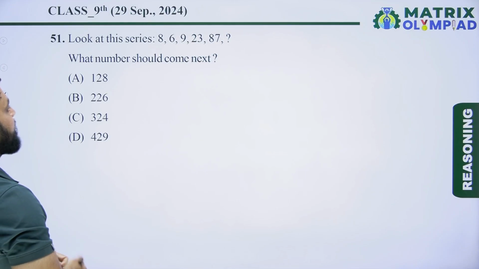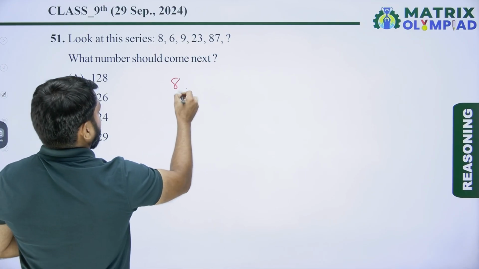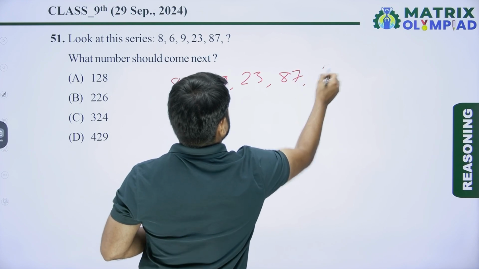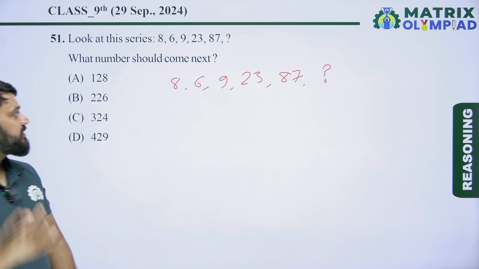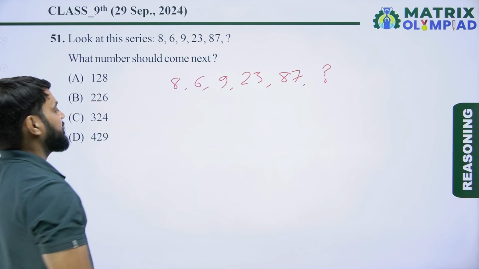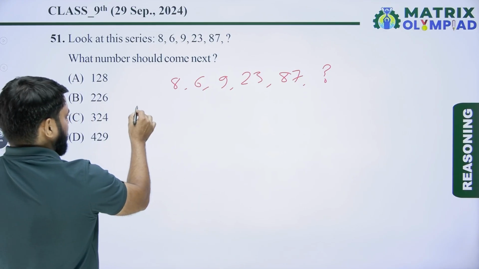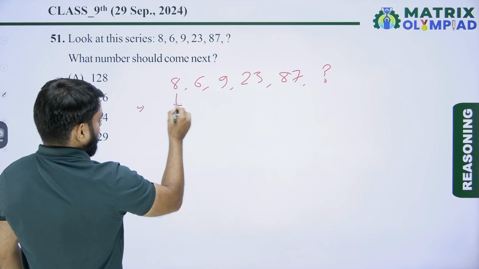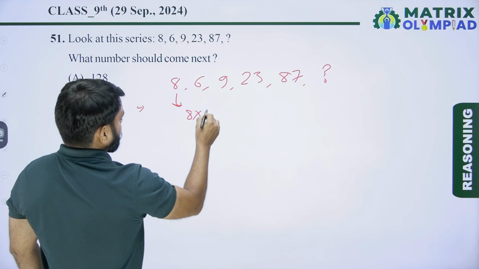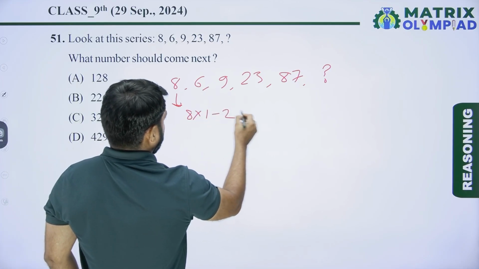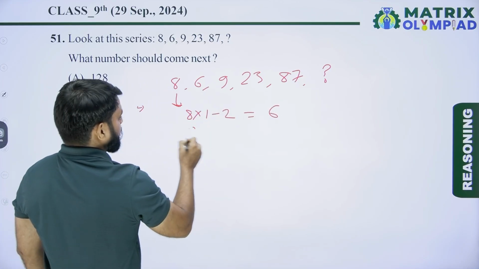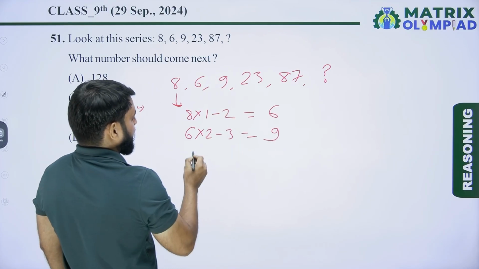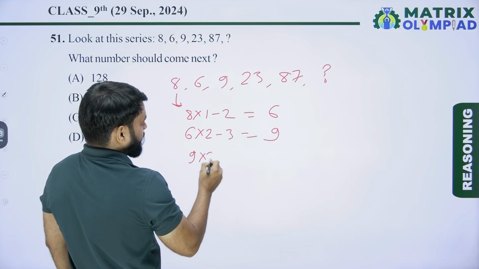Look at this series. So the series is 8, 6, 9, 23, 87 and the next is missing. First find the pattern of the given series. So the pattern is 8 multiplied by 1 minus 2, it means 6. Now 6 multiplied by 2 minus 3, it means 9. Now 9 multiplied by 3 minus 4.